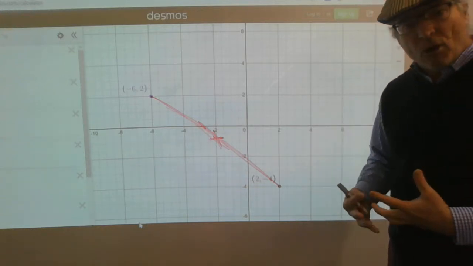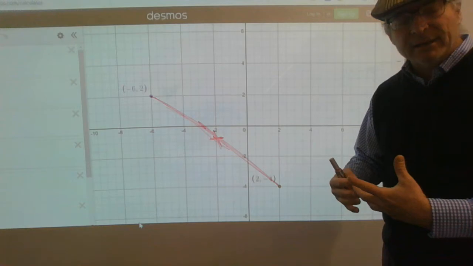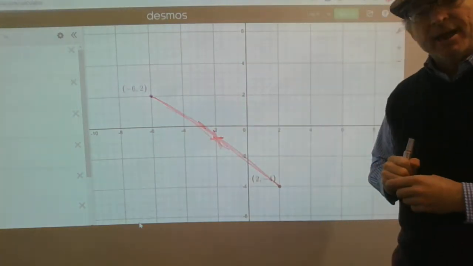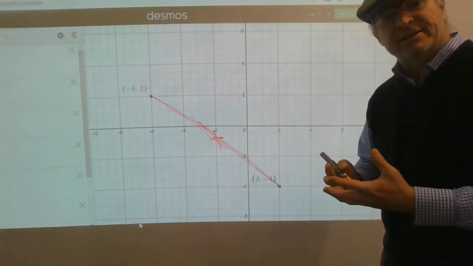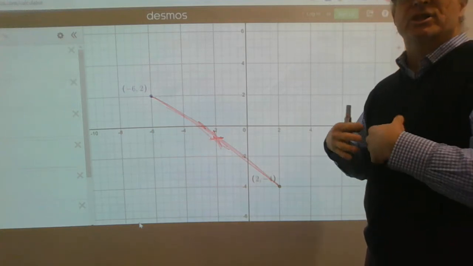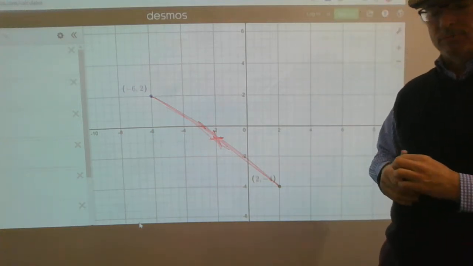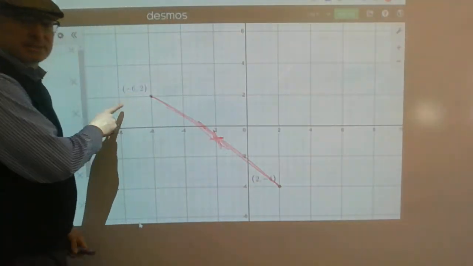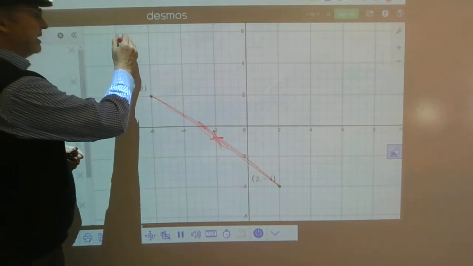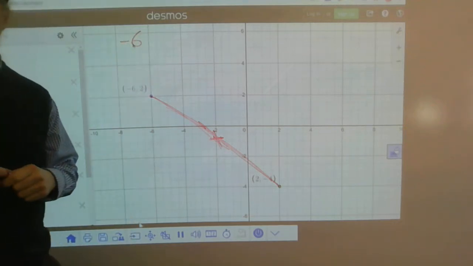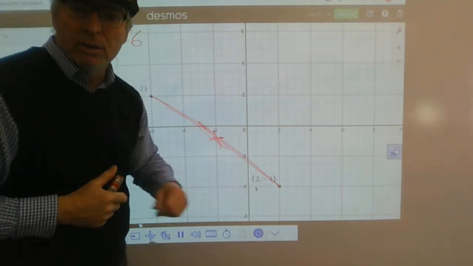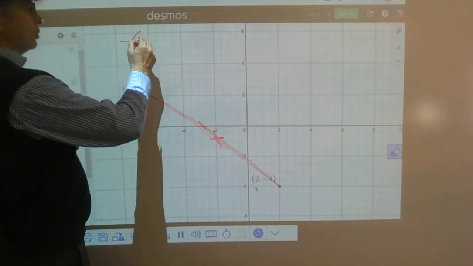So let's try averaging out the x coordinates of each of the points and seeing if that is horizontally the midpoint of the 2 points, and then averaging out the y coordinates of the 2 points. So this is the point -6, 2. So the x coordinate is -6. This is the point 2, -4. So the x coordinate is 2.